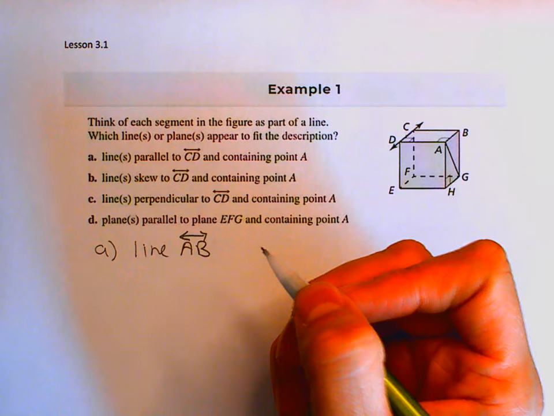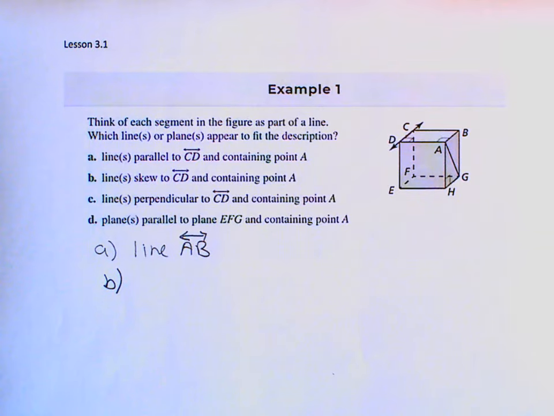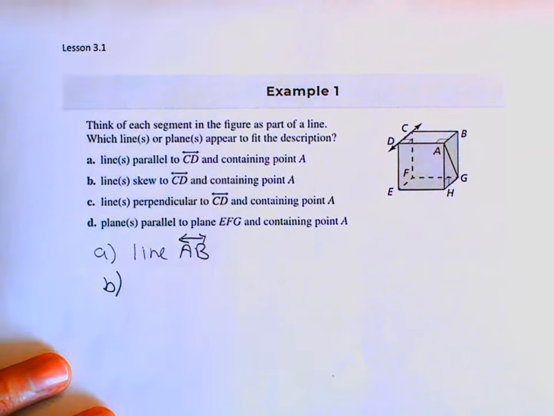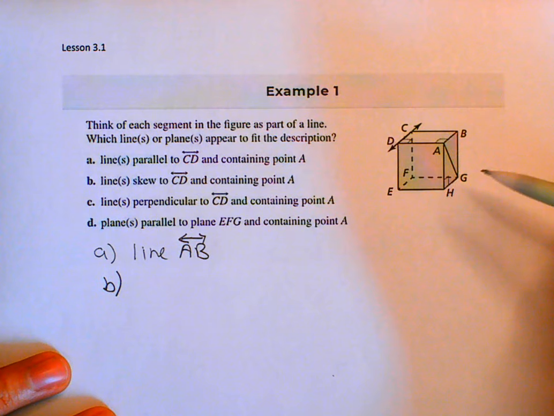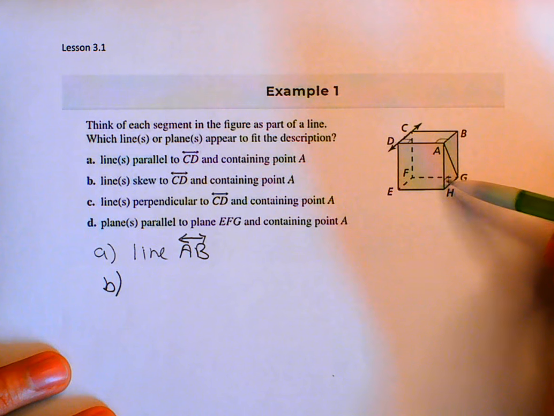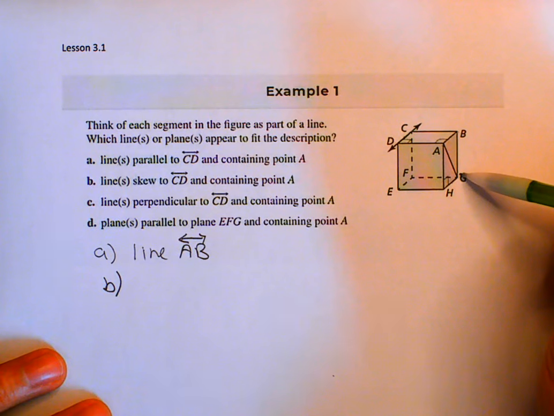Okay, part B. Lines that are skewed to CD and contain point A. So remember, lines that are skewed to CD are lines that are not on the same plane and they do not intersect. So the lines that do not intersect happen to be AH, BG, and AG. So in this part, you actually have two solutions.